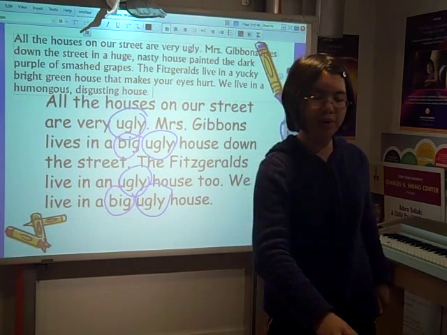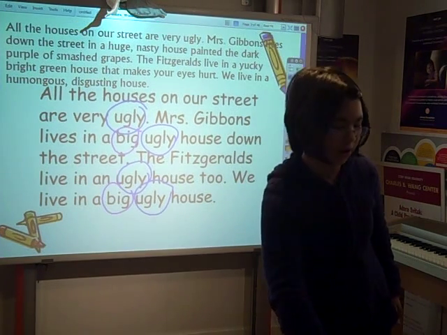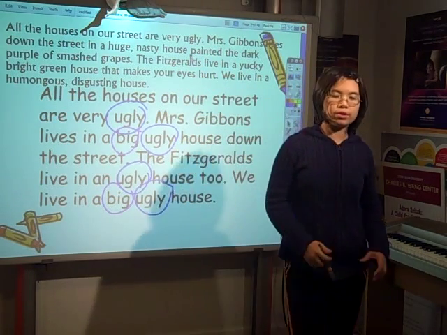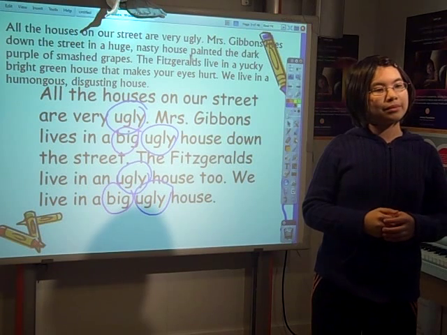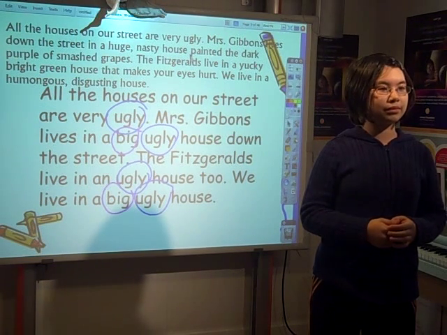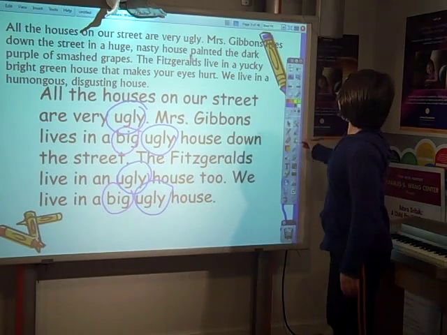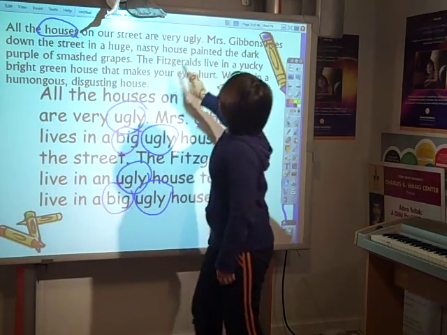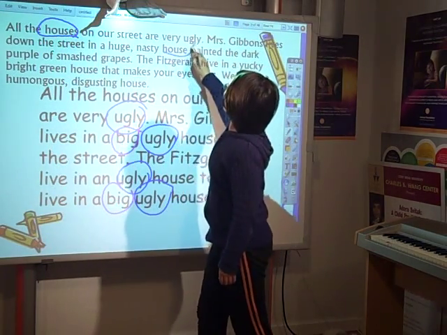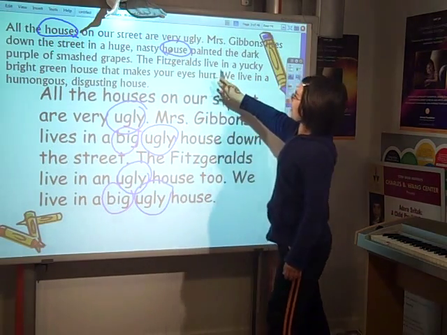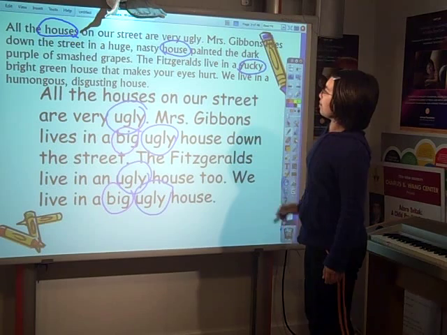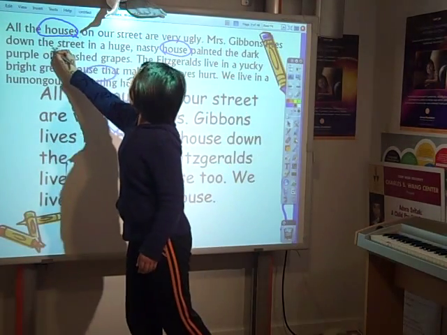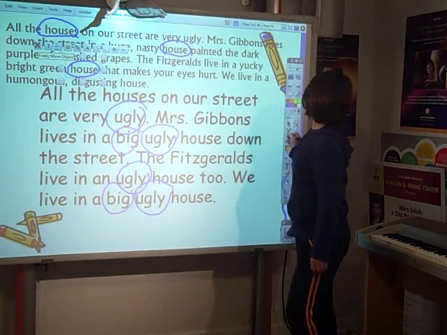So, now, looking at this, there are still some things that we could work on. Another word that gets used a lot. What about in our version? What's one word that gets used a lot? House. Exactly. Very good. All the houses on our street are very ugly. Mrs. Gibbons lives down the street in a huge, nasty house painted the dark purple of smashed grapes. I love that. The Fitzgeralds live in a yucky, bright green house. Oh, sorry, I didn't mean to circle yucky. That's fine. Rather, house. If it makes your eyes hurt, we live in a humongous, disgusting house.